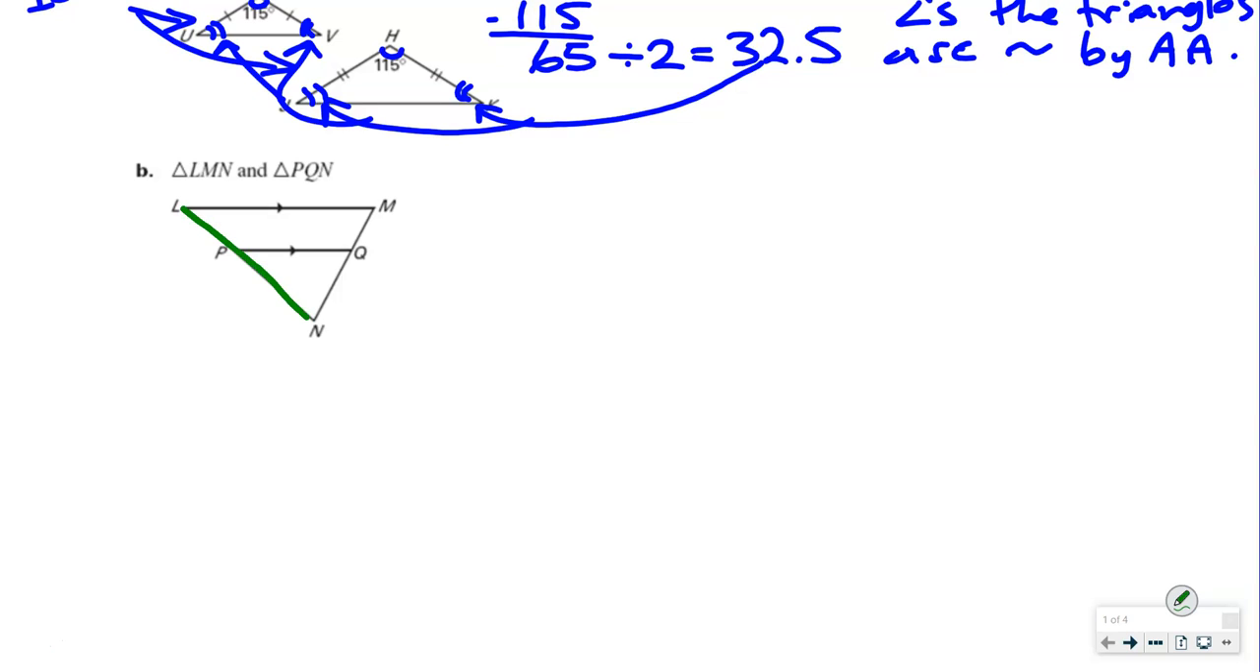All right, our second example, we have triangle LMN. That's our large triangle here. And we have a smaller triangle, PQN. What we're shown is that those two lines there are parallel.